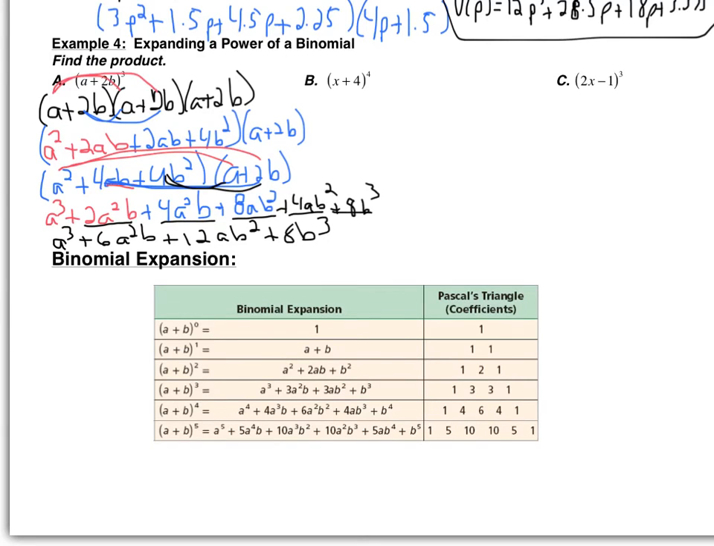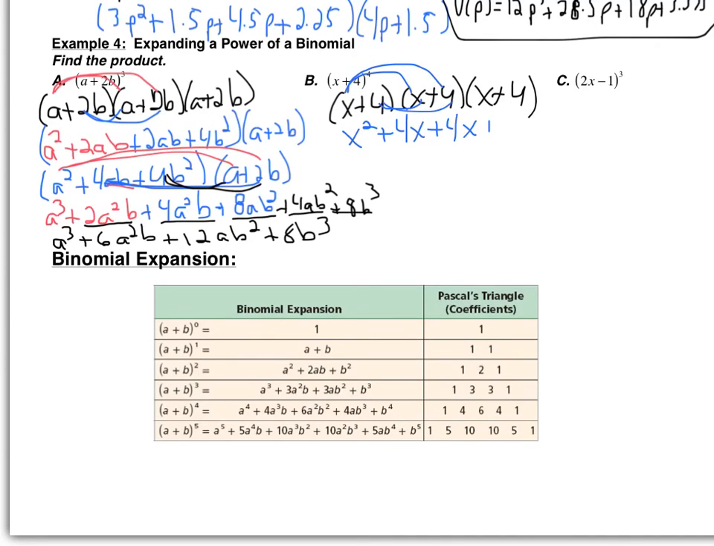In our next example, we have x plus 4 times x plus 4 times x plus 4. So let's distribute the first two. So we have x times x is x squared, x times 4 is 4x, and then we have 4 times x is 4x, and 4 times 4 is 16. All of that times x plus 4. And then we're going to combine like terms, so x squared plus 8x plus 16 times x plus 4. And then we're going to distribute again.